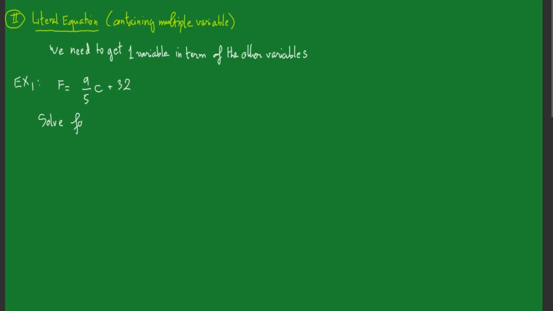So for c, okay, this means solving c in term of f, because over here we have only two variable, so we're gonna solve for c in term of f. If you have more than two variable, what if you have f, e, k, then you're gonna solve c in term of f, e, k. Okay, so when they say solve for c, it means c on the left hand side.